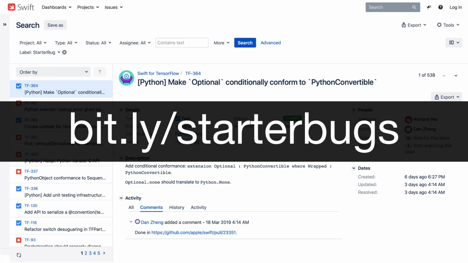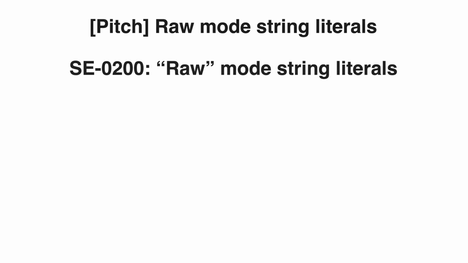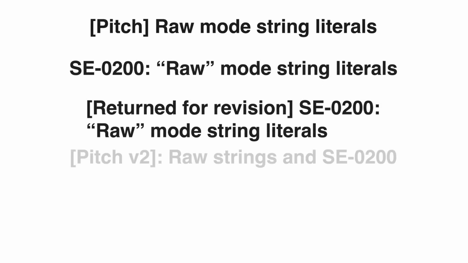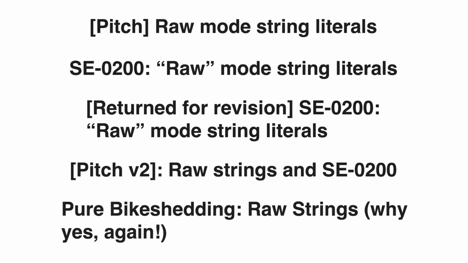Third, the comprehensive review and discussion means we can have confidence we're seeing best of breed features delivered into the language. Here's the pitch of raw strings, for example. It went through originally as a pitch, became SE-0200, was returned for review, had a second pitch on the forums, then a bike shedding thread to have more and more discussion. Things happen in a really clear, meaningful way that drives the language forward with a purpose.